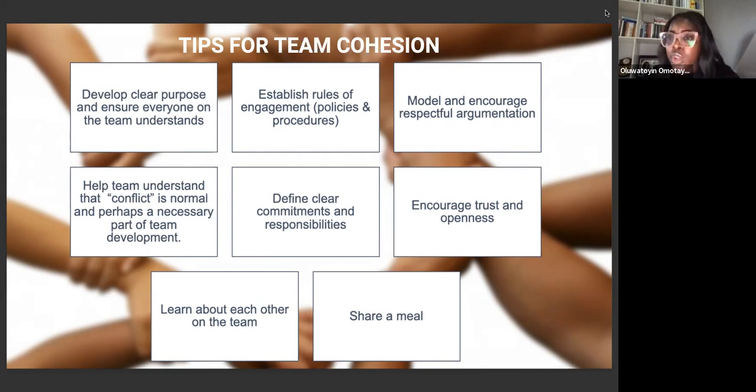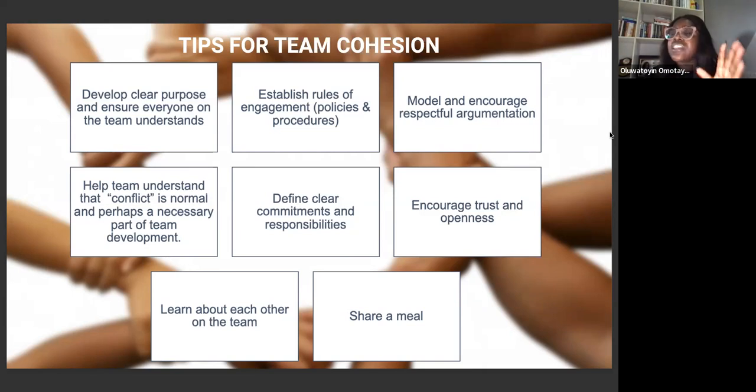Because you have different people on your team, you are going to have different opinions and different suggestions because they're different personalities. And remember, conflict is inevitable in the sense that you can manage conflict. So you must learn to encourage respectful argumentation. People are free to drop their opinions, but they must do it without hurting the other person. You must help your team to understand that conflict is normal, right? But we must learn to manage conflict.